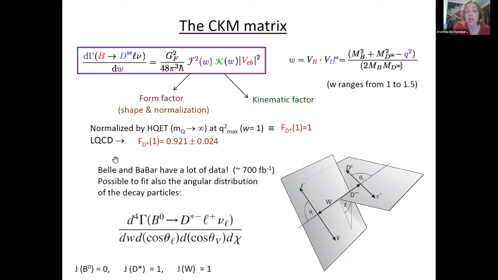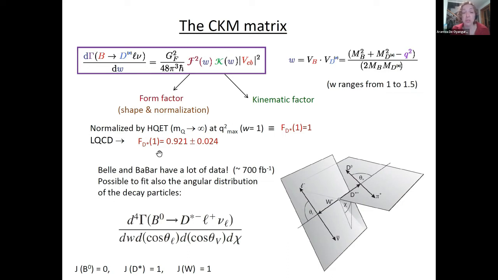Lattice QCD calculations have been performed, with a very precise determination of this matrix element, and this is the value that they are computing at maximum Q squared, which means W equal to 1. The very good thing is that Belle and the B factories have a lot of data. So Belle has about 700 inverse femtobarn.